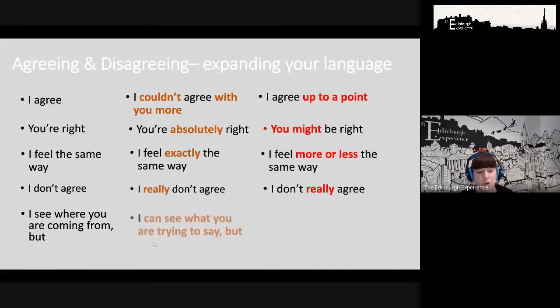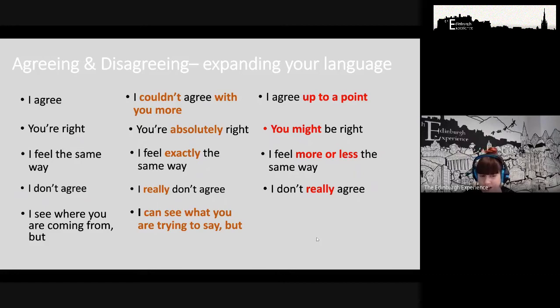Yeah. So we've got lots of nice ways that we can say similar things to this. I can see what you're trying to say. I understand your point of view. And in all of these, we're going to contrast it. Okay. So if I use these, I disagree with what the speaker is saying, but I've softened it and I've made it less aggressive. Okay.